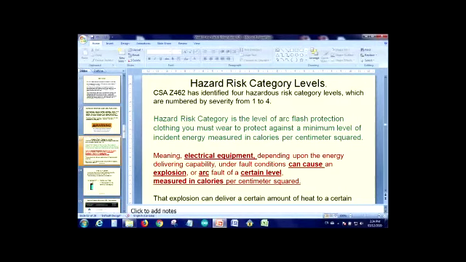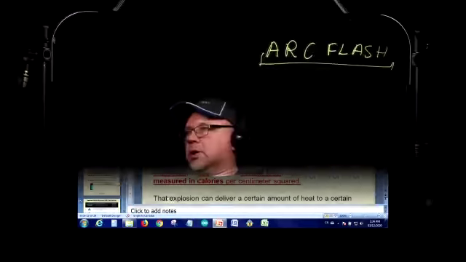So, okay, hazard risk category level. CSA Z604 hazard risks. Now, hazard risk category is the level of arc flash protection clothing that you must wear to protect against a minimum level of incident energy measured in calories per centimeter squared. Well, why do we have different categories to begin with? Well, here's that sort of catch-22 thing.